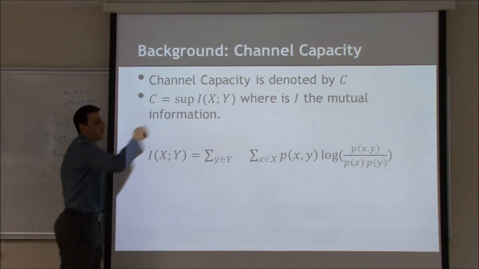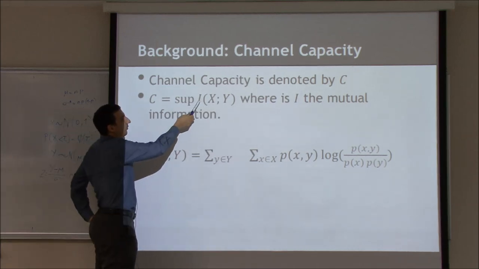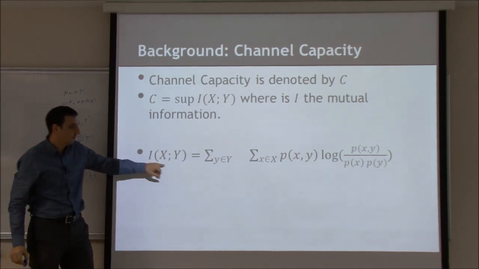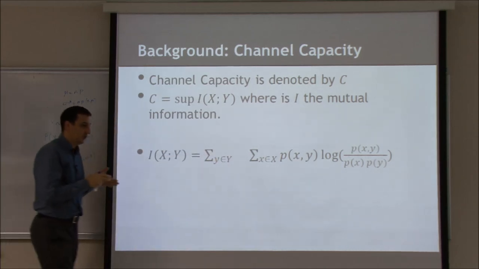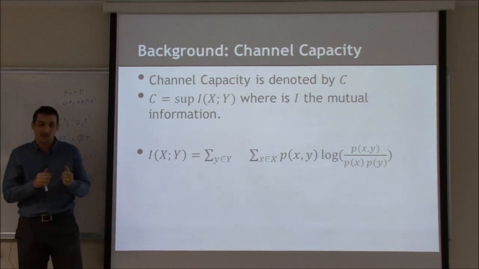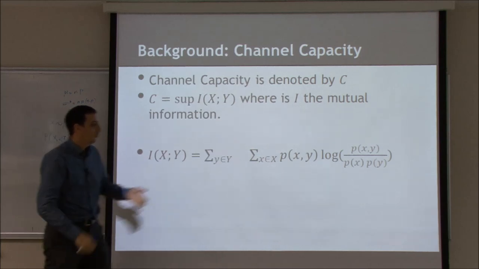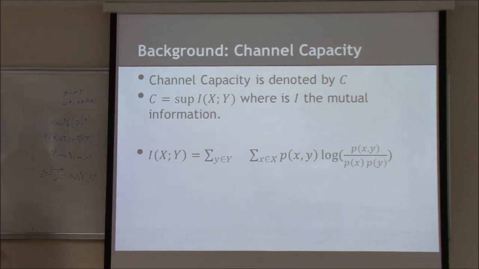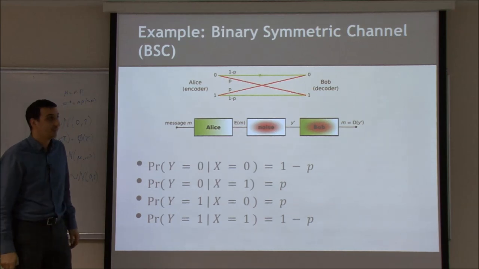It is the supremum, or we may say maximum in discrete cases, of mutual information. What is the mutual information? This is the formulation for mutual information. You sum the information when you get correct reception, and you decrease the information when you get false reception. How do you do that? You sum the P log P values of the cases. Okay, this is an example. I think it will be more clear here.